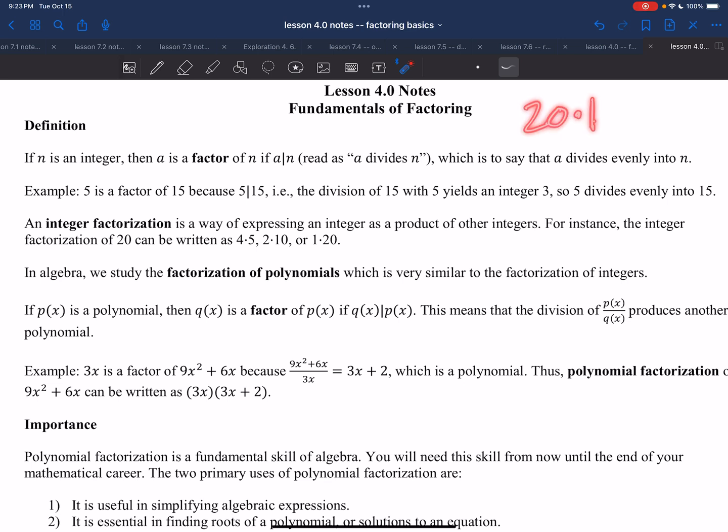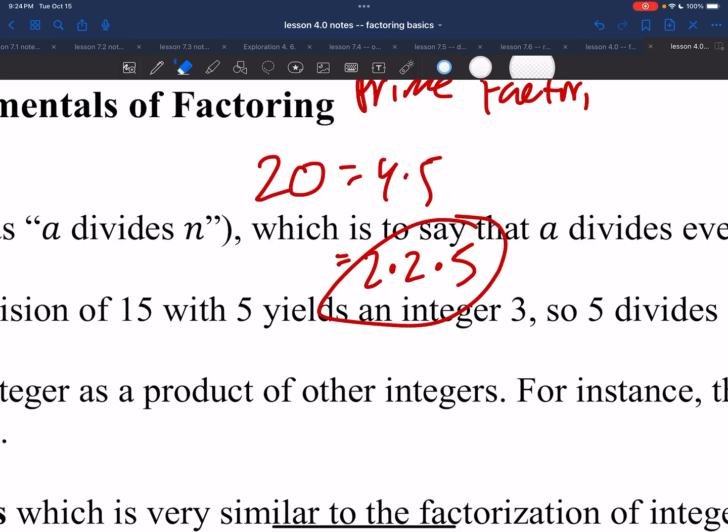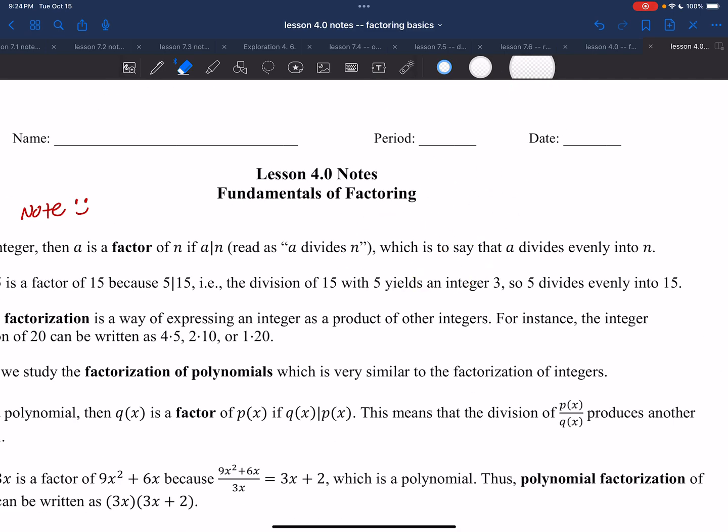And here's 20 times 1. That's a factorization. As a quick side note, there's something called prime factorization, something you've done before. Let's say I wanted to do the prime factorization of 20. That means I would look at the factorization of 20 where all the factors are prime numbers. We said it was 4 times 5, but 4 is not prime. So 4 is 2 times 2, and then you multiply that by 5. So 2 times 2 is 4, times 5 is 20. This would be called the prime factorization. Just a little tidbit. We're going to talk about that in a minute when we get to polynomial factoring.